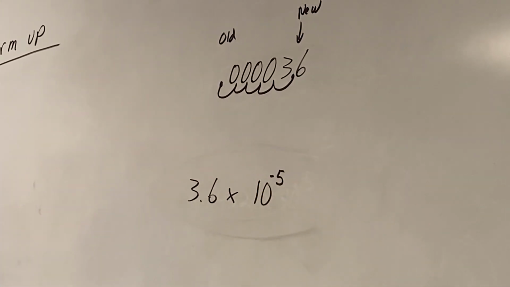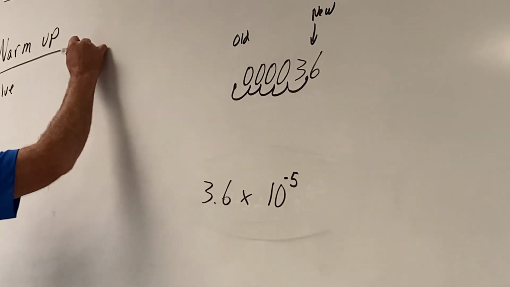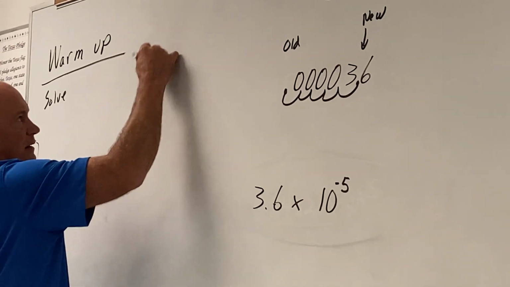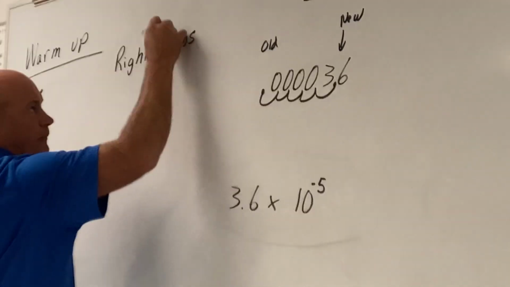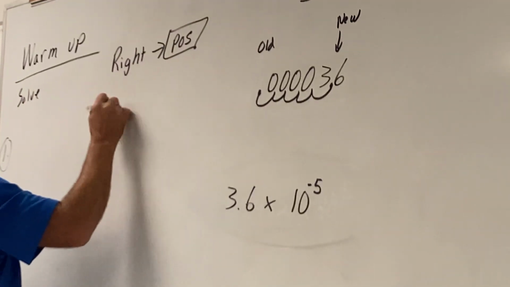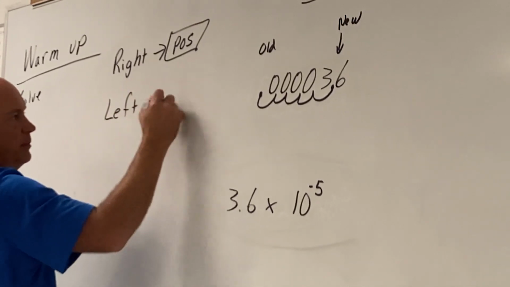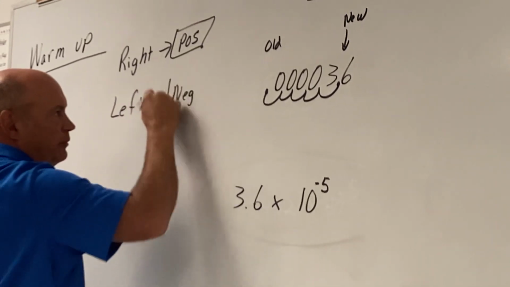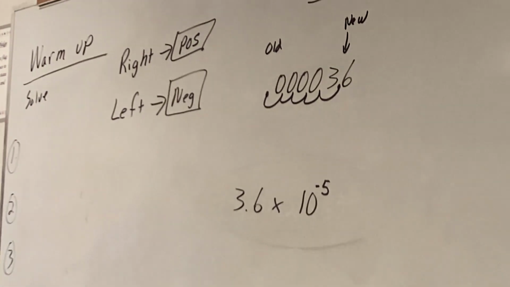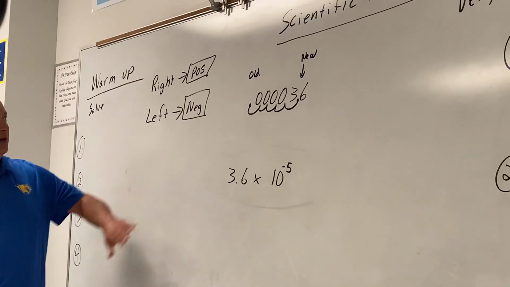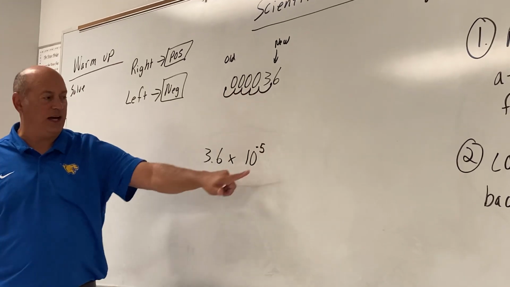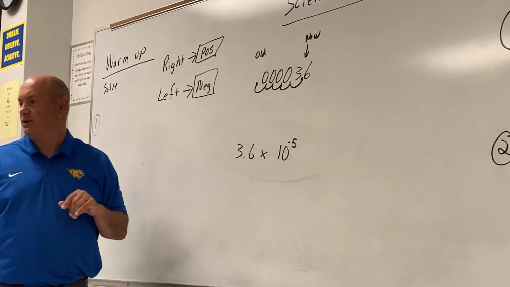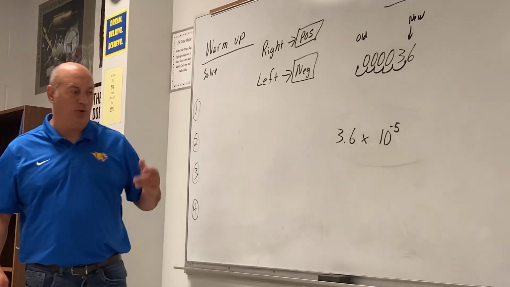So, let's put a little note. If you count to the right, it's a positive exponent. If you count to the left, it's always going to be a negative exponent, like we just put, negative 5. So the big numbers are going to be positives here. The little tiny decimals are going to have a negative there. Question so far? Okay. Let's do one more.